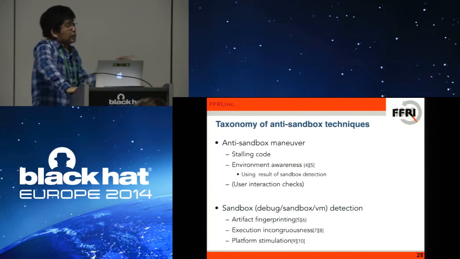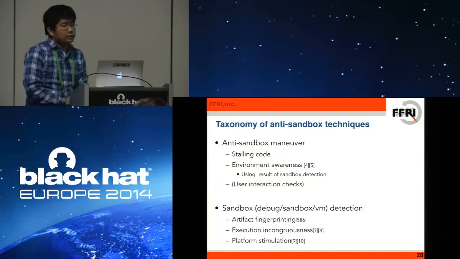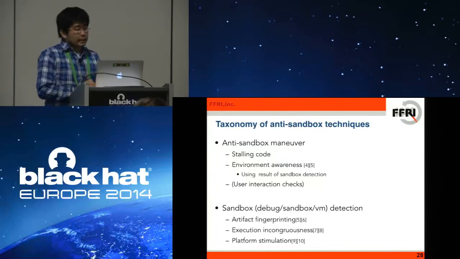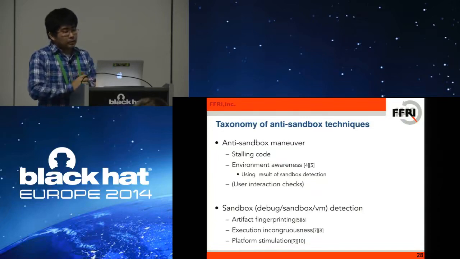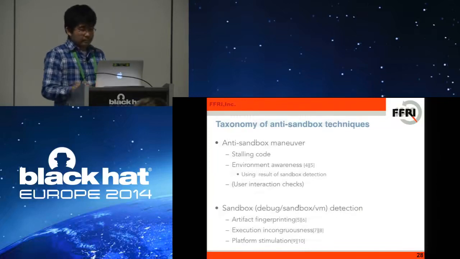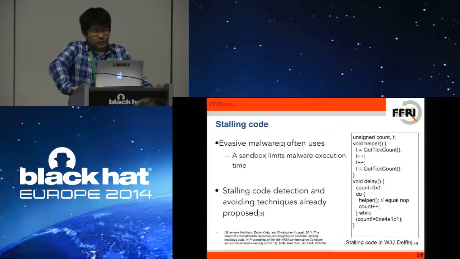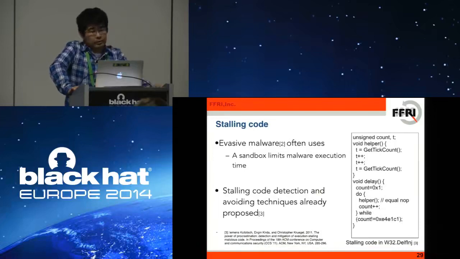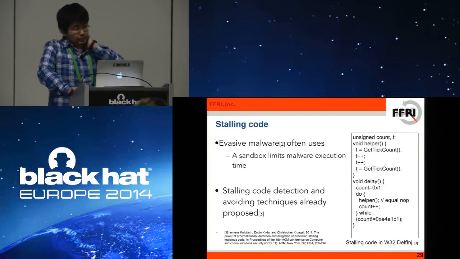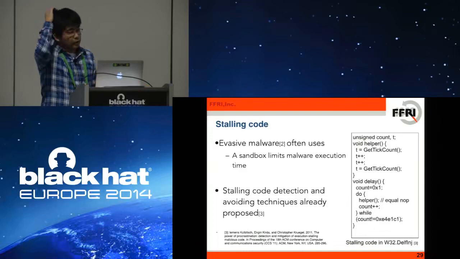This shows a taxonomy of anti-sandbox techniques. First, I introduce anti-sandbox maneuver. Second, I show sandbox detection, including debug and virtual machine detections. First, stalling code. The stalling code technique is a wasteful loop before malicious behavior. The purpose of such evasive code is to delay the execution of malware activity long enough so that automatic analysis systems give up upon the sample.